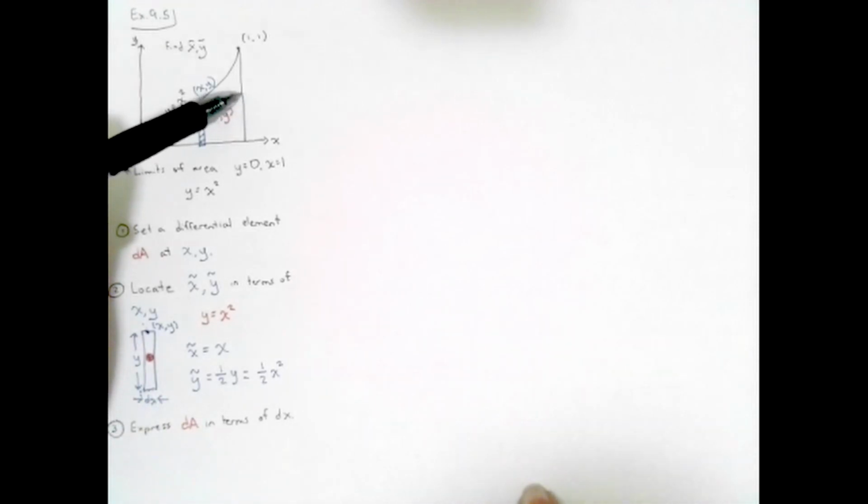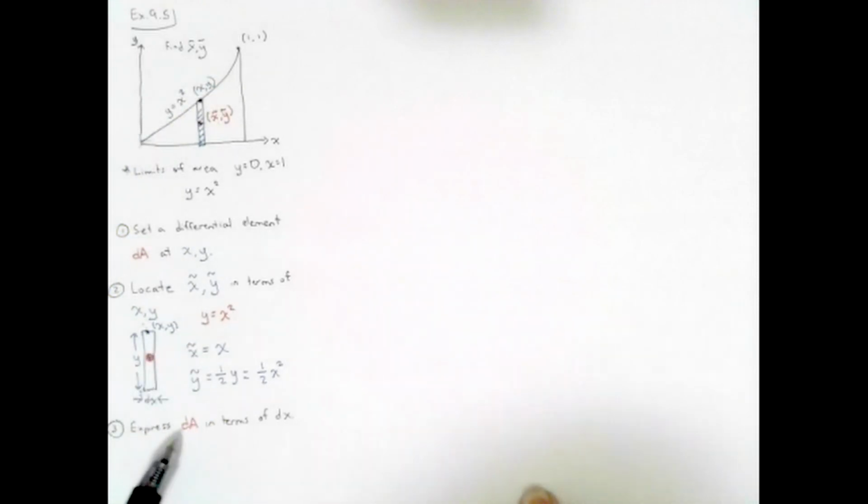The third step into solving this problem is to express our differential area dA in terms of dx. And the reason I chose dx is because my differential element is vertical, and therefore my x distance will be our differential operator. If I would have chosen a horizontal element with a really tiny vertical distance dy, then I would be expressing my dA in terms of dy. But because we are dealing with dx, we will express it in dx.